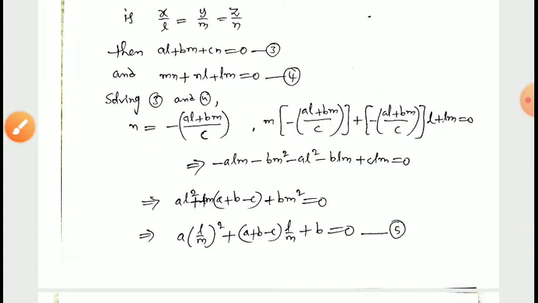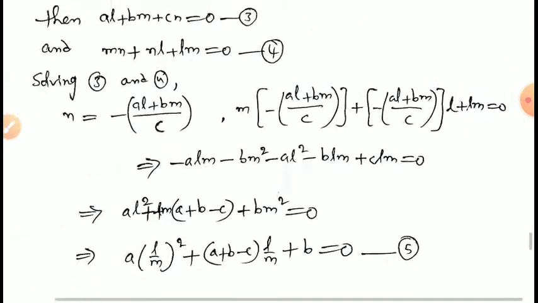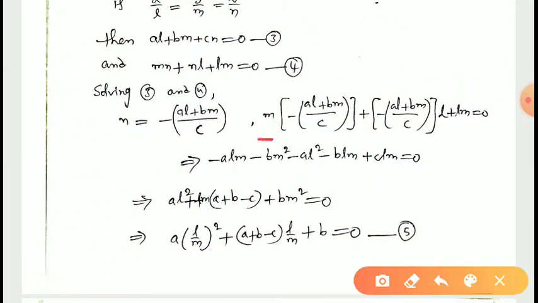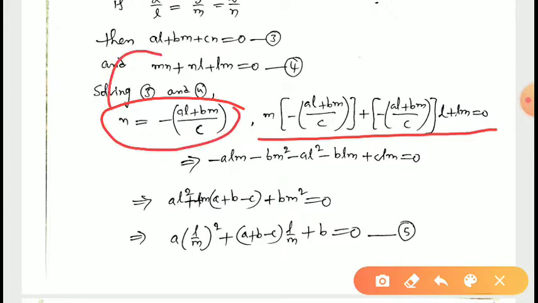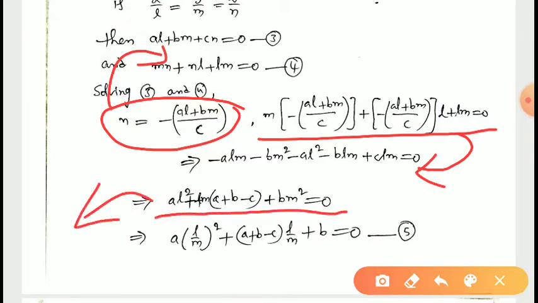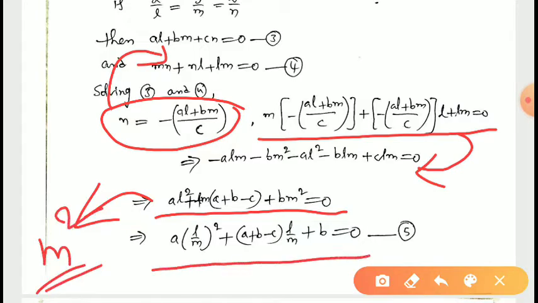How is this obtained? This is obtained by substituting the value of n in this equation. On simplifying the entire equation, we will have this. And also rearranging the terms, finally we will have this. Divide this equation by m square, then we will have this equation.